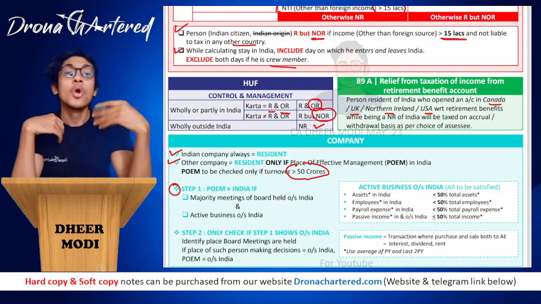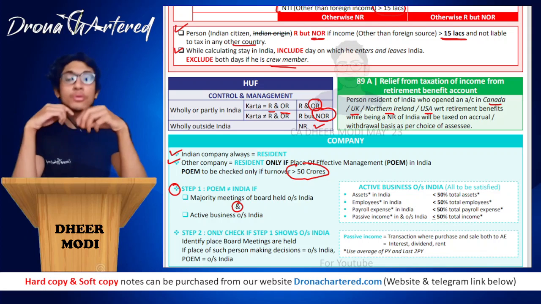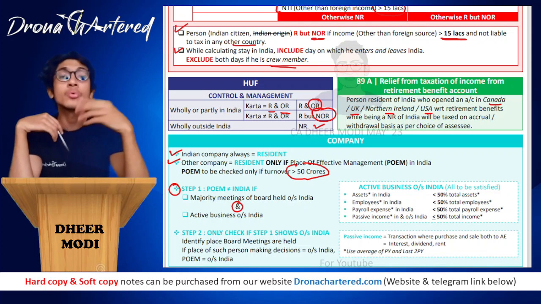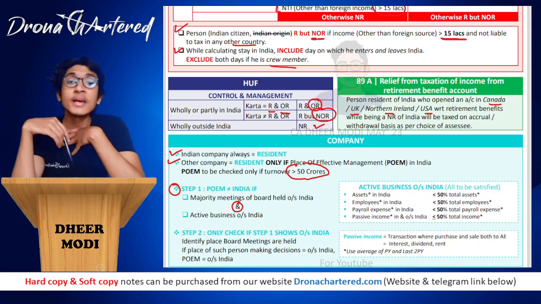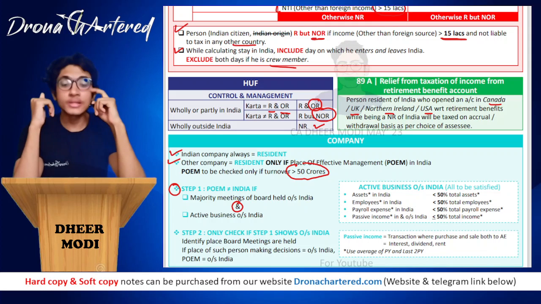We will consider it only and only if you satisfy both our conditions, because this is an AND condition. So you have to satisfy both of these conditions. Only then will I agree that your place of effective management is outside India. Now what are these two conditions?